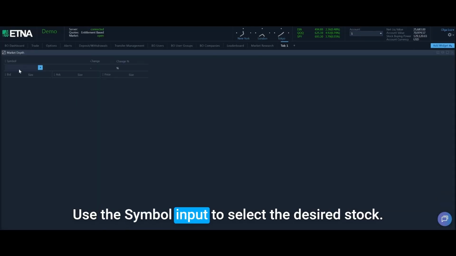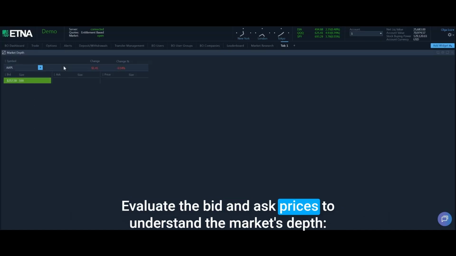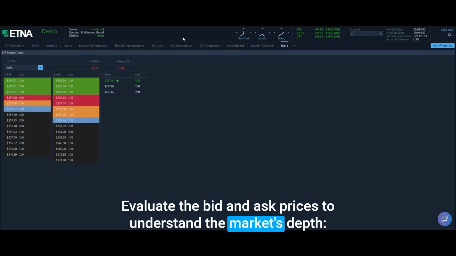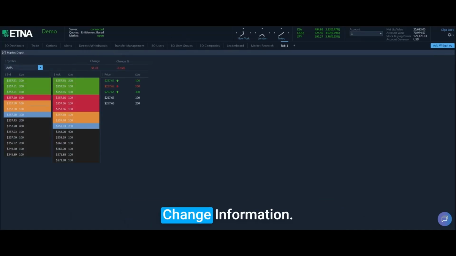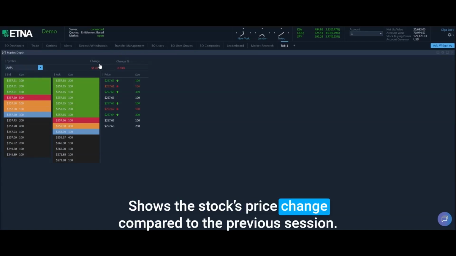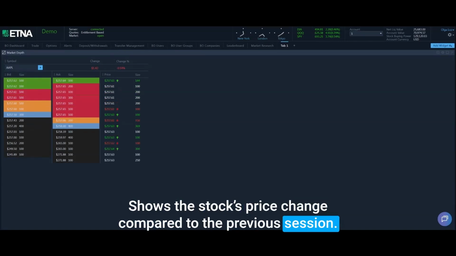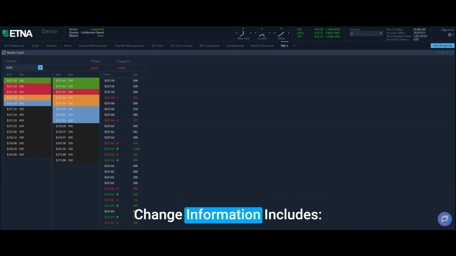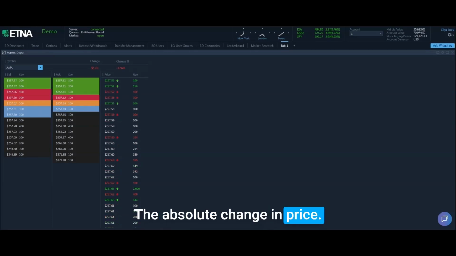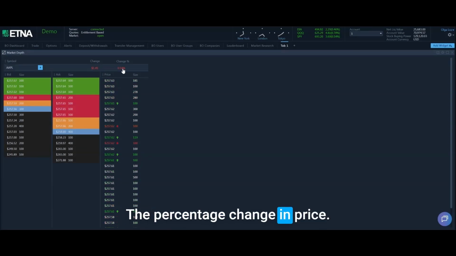Use the symbol input to select the desired stock. Evaluate the bid and ask prices to understand the market's depth. Change information shows the stock's price change compared to the previous session. Change information includes the absolute change in price and the percentage change in price.